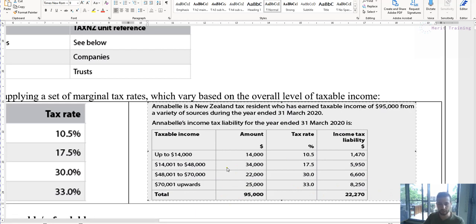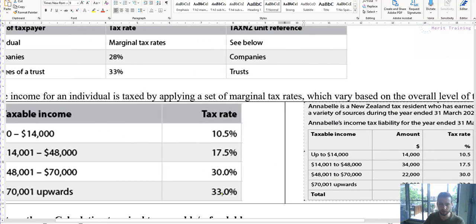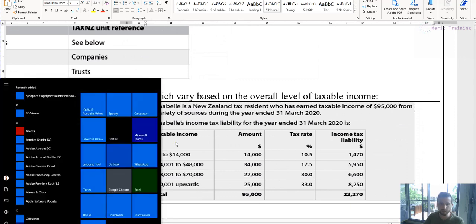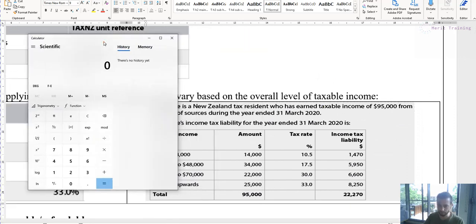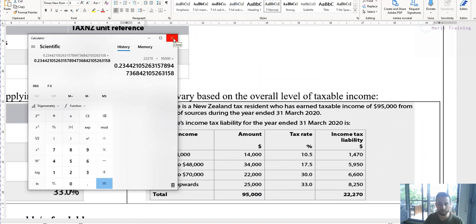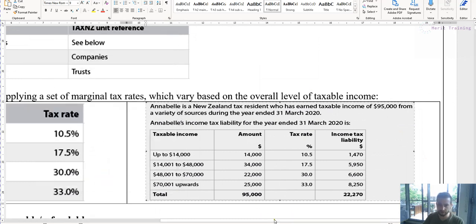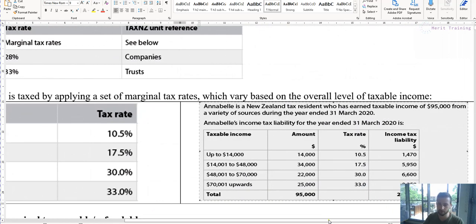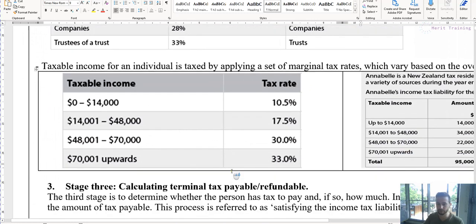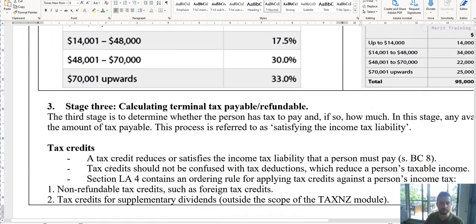So let's see what the average tax rate for this person is. In case you're thinking that this person is paying 33% tax, let's see what the actual tax rate this person is paying. It's going to be 22,270 divided by 95,000. That's equal to 23.5% average tax rate. So it's a fairly reasonable tax system. Basically, a quarter of your salary on average is going to the government if you're being paid around this 95K mark. So it's not too aggressive compared to some other countries which are around 40 to 50%.